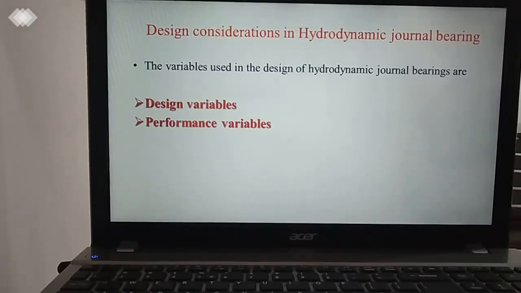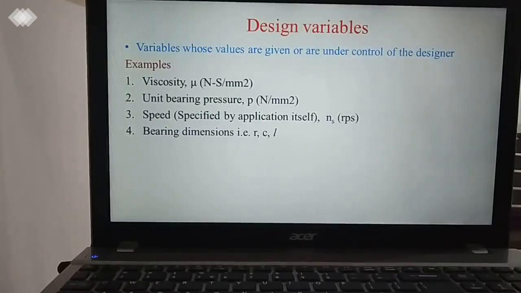Now, the variables used in the design of hydrodynamic journal bearings are of two types. First is design variables and second is the performance variables. So what is a design variable? A design variable is a variable which is under the control of the designer.